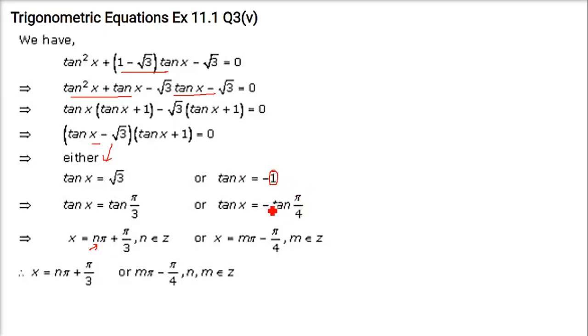But we know that −tan θ is tan(−θ), right? Minus tan θ is tan(−θ). So just put this minus here. We write x = nπ + π/3 here, and here mπ plus minus of π/4. So it will be x = mπ − π/4.